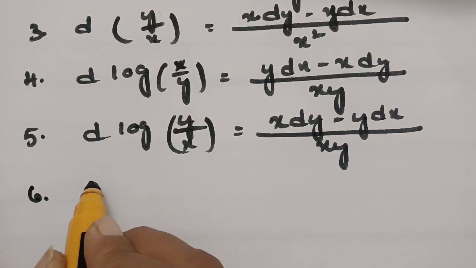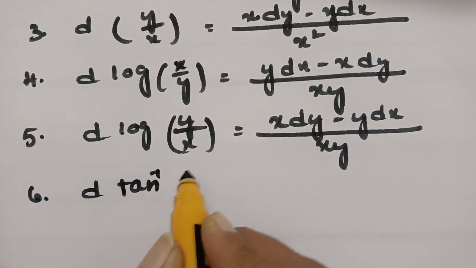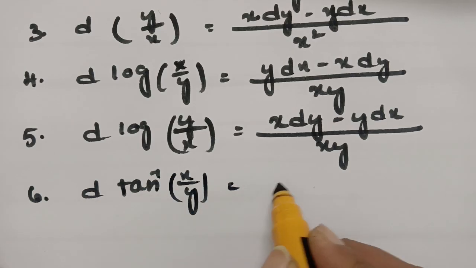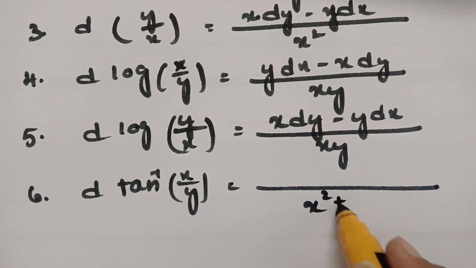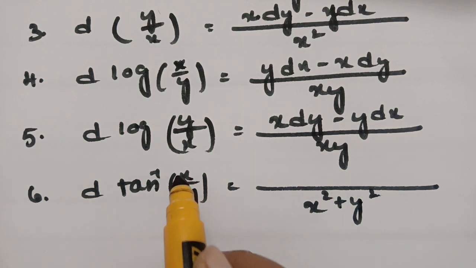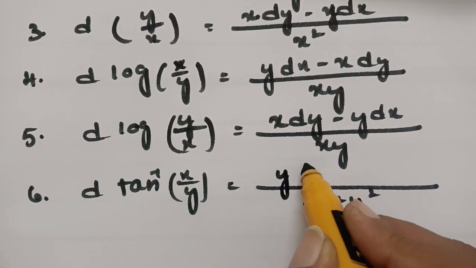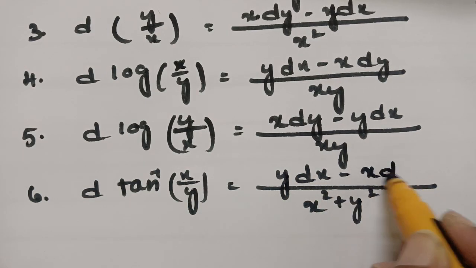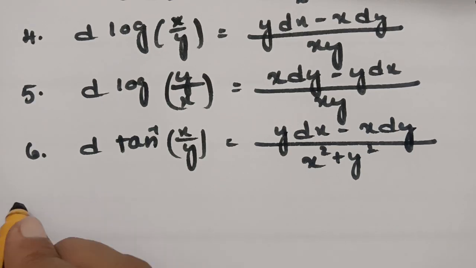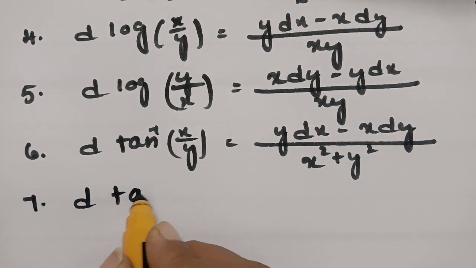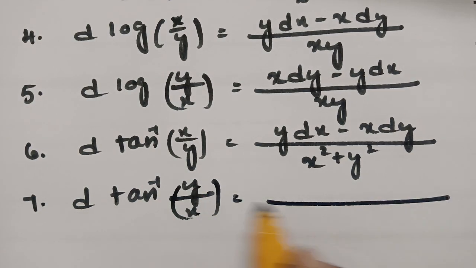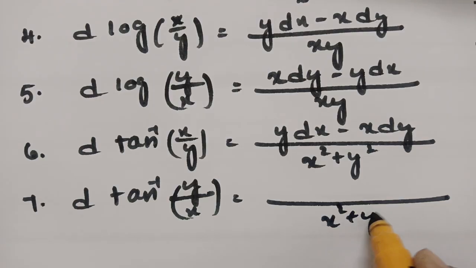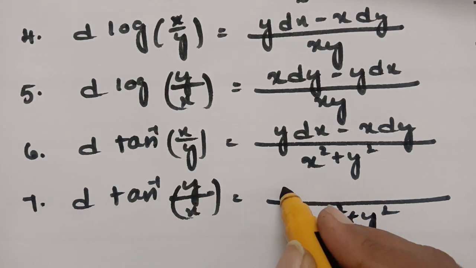The sixth is the derivative of tan inverse of x by y. If it is tan inverse with a fraction, remember the denominator will be x square plus y square. If it is x in the numerator, start with y, so y dx minus x dy. Clear? And the next one is the derivative of tan inverse of y by x. Whenever there is a fraction and tan inverse, the denominator will definitely be x square plus y square. If it is y, start with x.